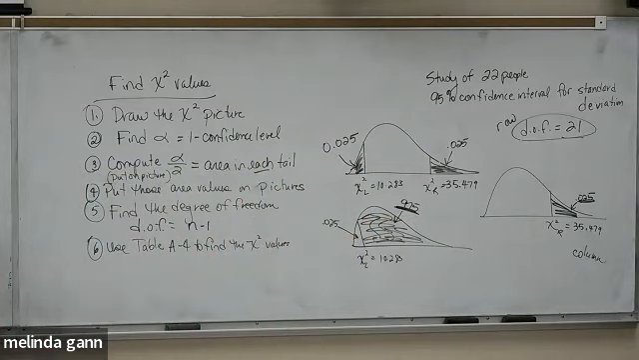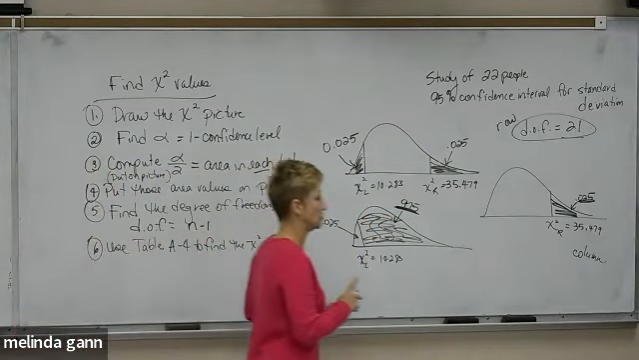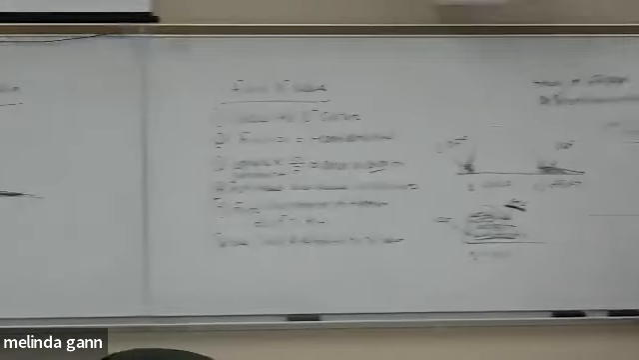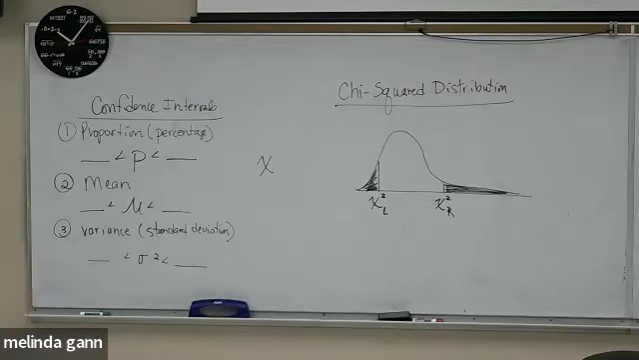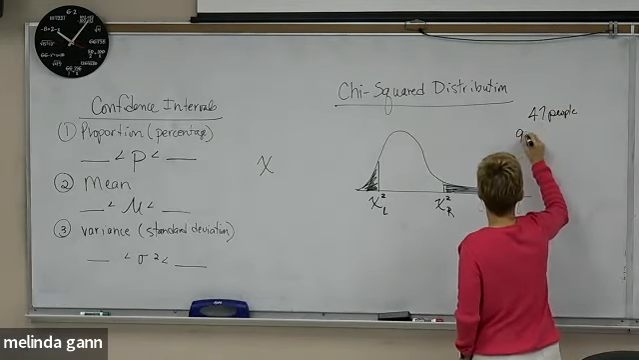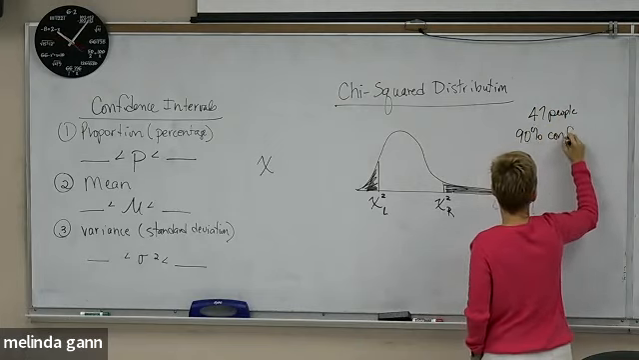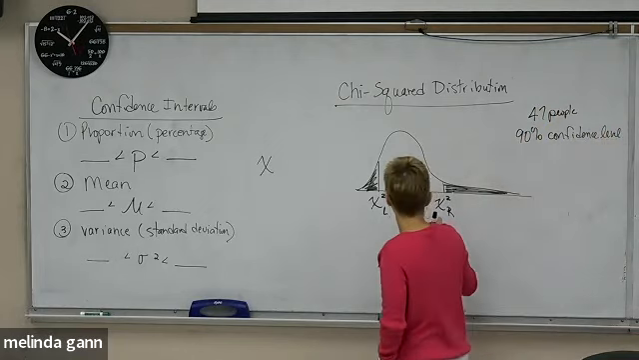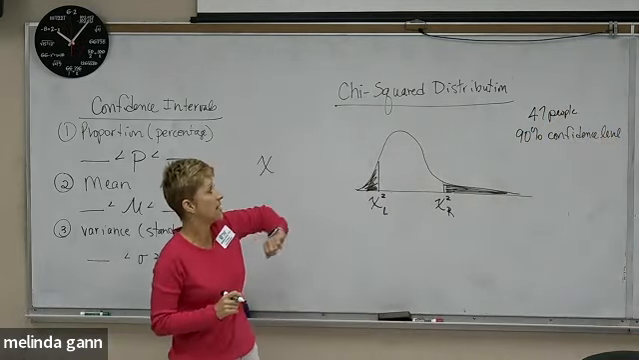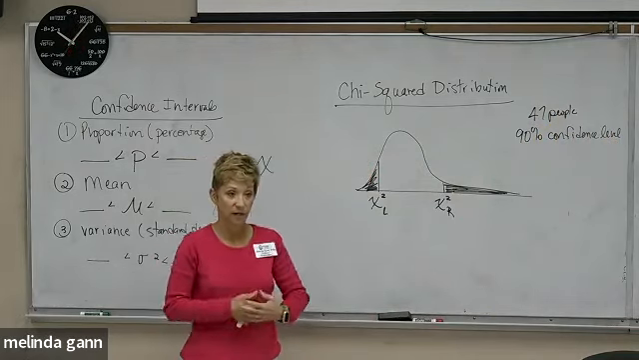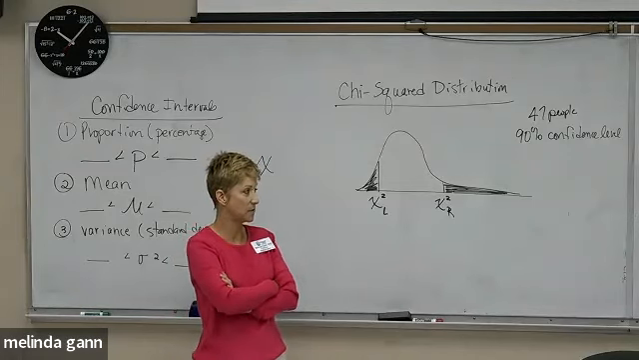All right, suppose I tell you that your study had 47 people in it. Okay, there are 47 people in the study, and I want a 90% confidence level. Find me your chi-squared left and chi-squared right. 47 people in the study, 90% confidence for that standard deviation. Go find me the chi-squared left and the chi-squared right numbers.